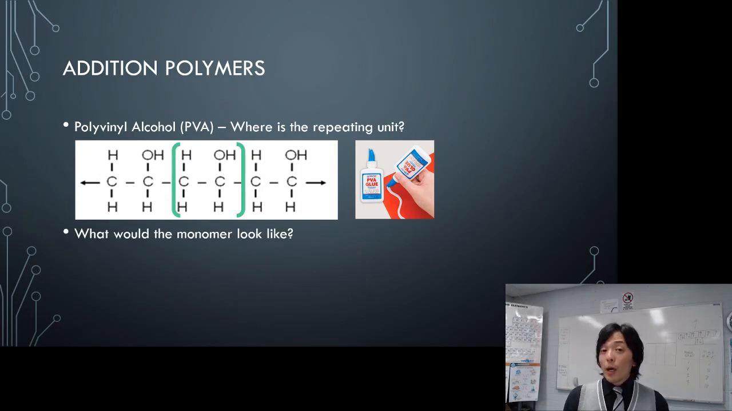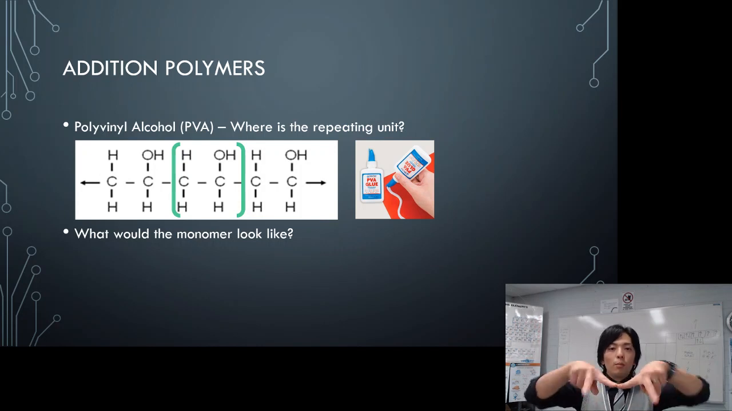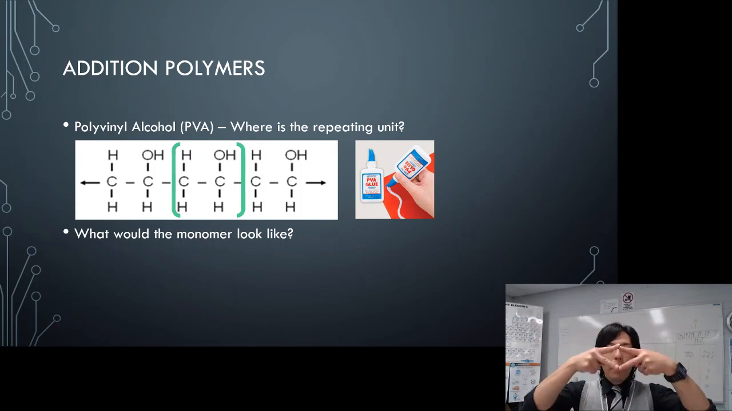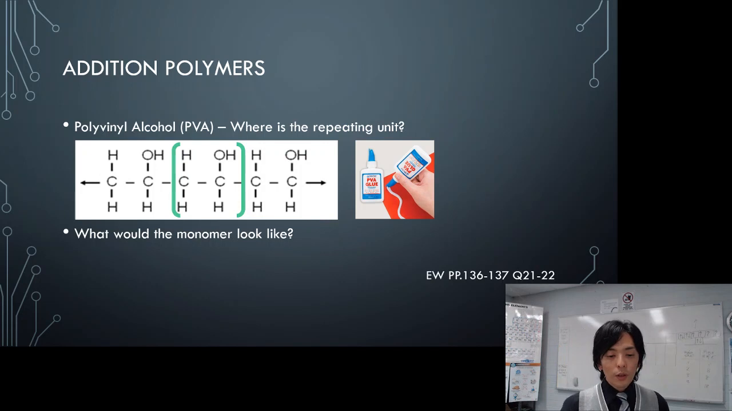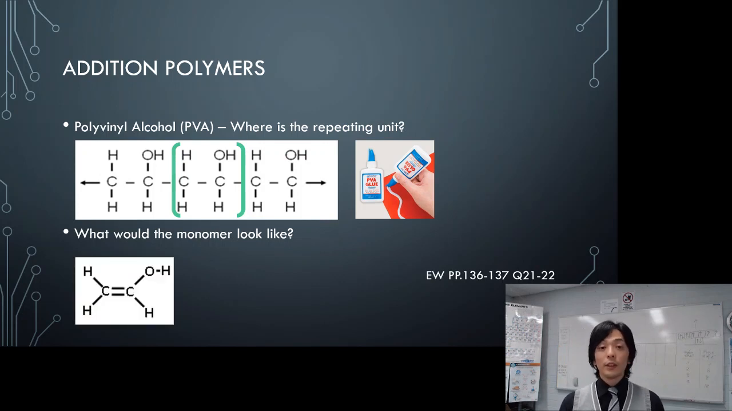What do you think the monomer looks like? Again, it's now a broken double bond. If you put it back to a double bond shape, hopefully you can think of this. So ethene with an OH group, which displaced one of the hydrogens. So that's what the monomer looks like, ethene with an alcohol group on it.